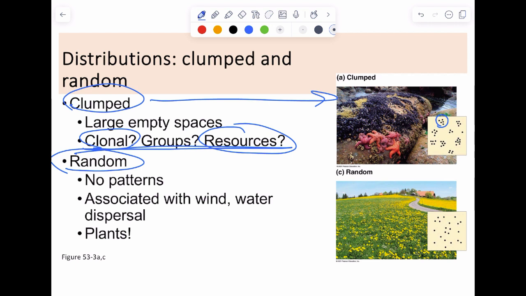Random means there's no pattern, there's no real explanation. If you've ever looked at wildflowers, they totally follow this. It's usually some type of pattern with wind or water. Random distributions are usually a plant thing.